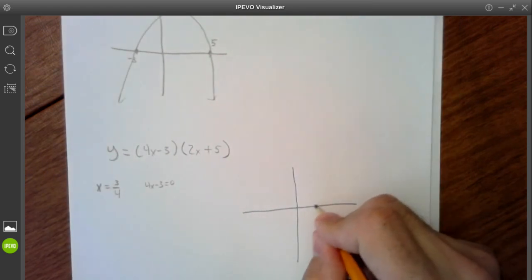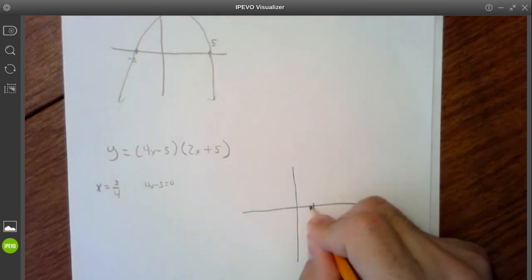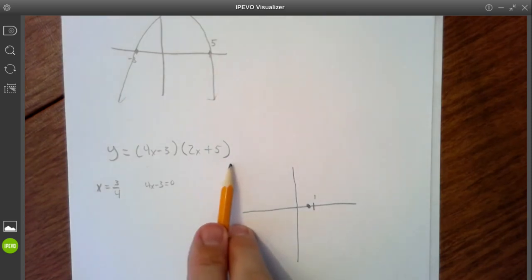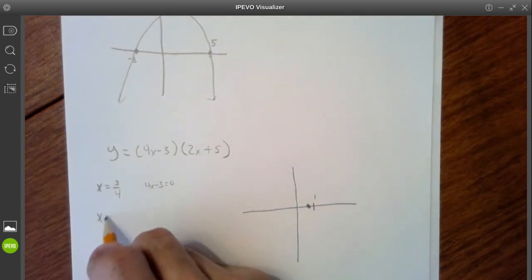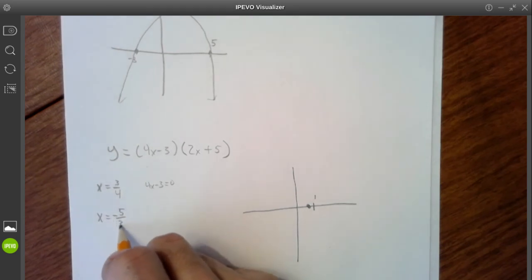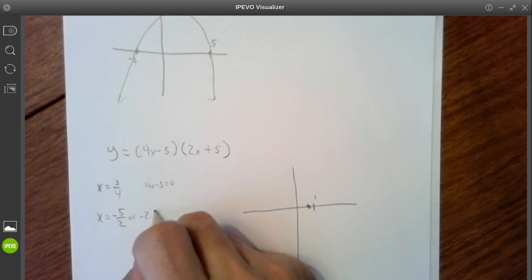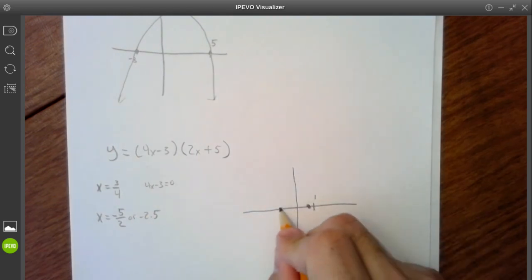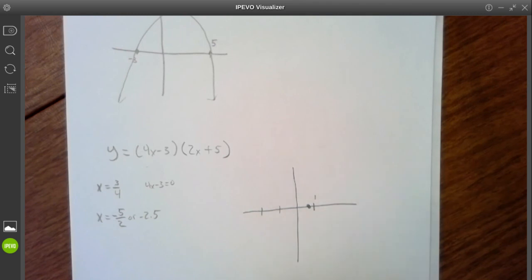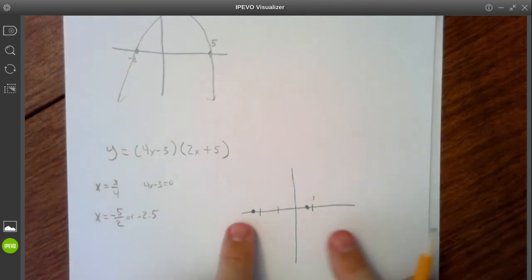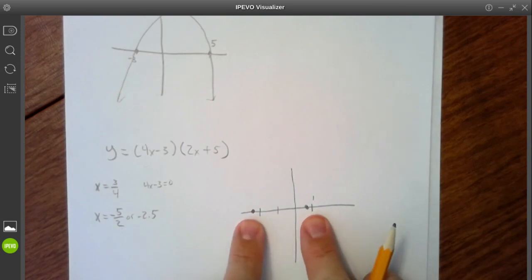So that means that on the coordinate grid, right here, we'll call that 1. This right here can be my 3/4. I know it's going to cross there. And if 2x plus 5 is a factor, that means that negative 5 over 2 is an intercept, which is negative 2.5. We'll call that negative 1, we'll call that negative 2, and this can be negative 2.5 right there. So I know it's going to cross at those 2 points.